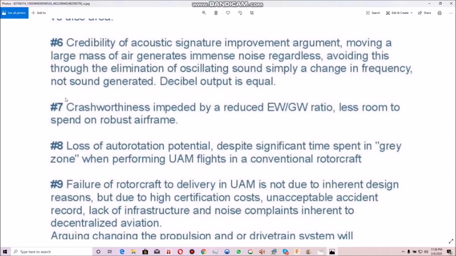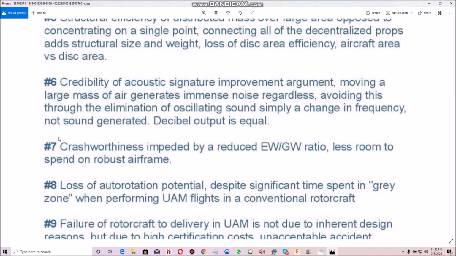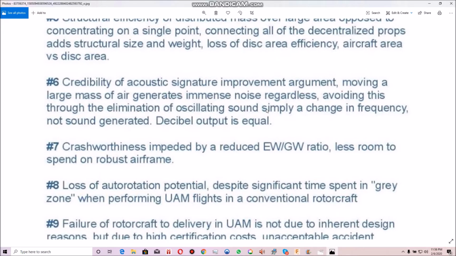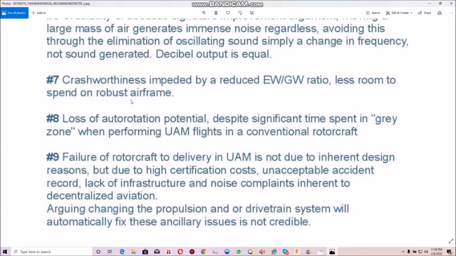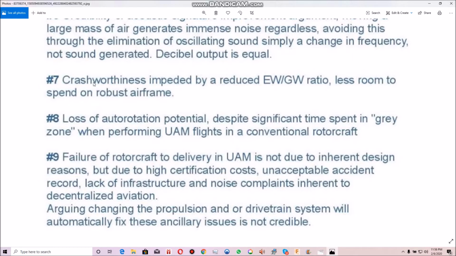The acoustic signature is an improvement in the type of sound, not the magnitude of the sound. So it's changing the sound from an oscillating, main rotor blade thumping sound into a continuous drone, but the raw decibel output is equal. Crashworthiness is going to be impeded by a reduction in the EW-GW ratio, or I should say an increase in the empty weight thrust ratio. So essentially you're consuming all of your weight on a heavier powertrain, heavier drivetrain.